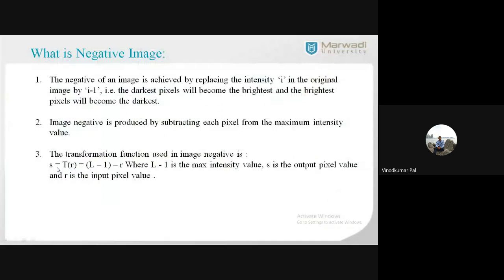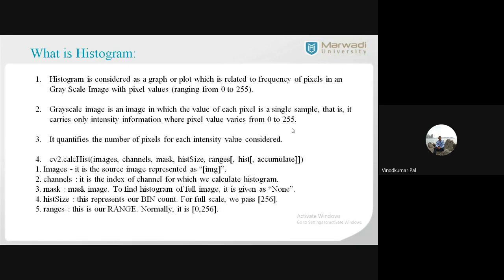Mathematically, the transformation function used in a negative image is s equals T of r, that is L minus 1 minus r. L minus 1 is the maximum intensity value, that is 255. s is the output pixel value and r is the input value. The negative of an image is achieved by replacing the intensity i in the original image by L minus 1 minus i. The darkest pixels will become the brightest and the brightest pixels become the darkest. Image negative is produced by subtracting each pixel from the maximum intensity value. So both ways you can convert the image into a negative image.